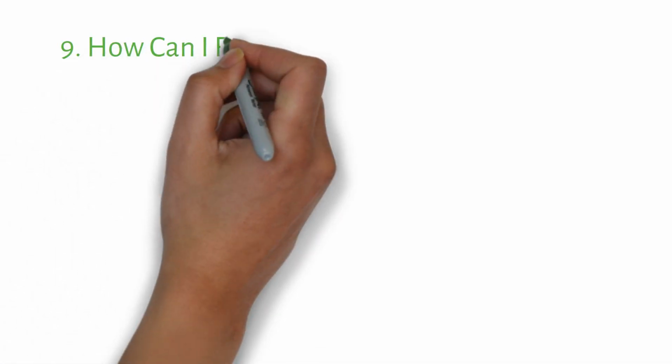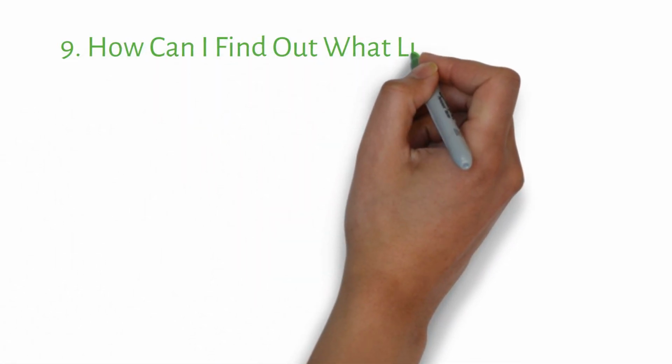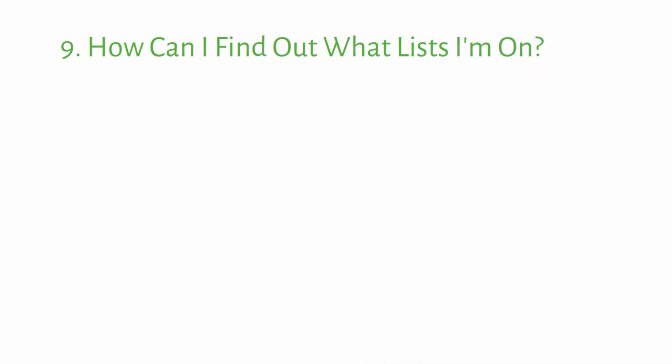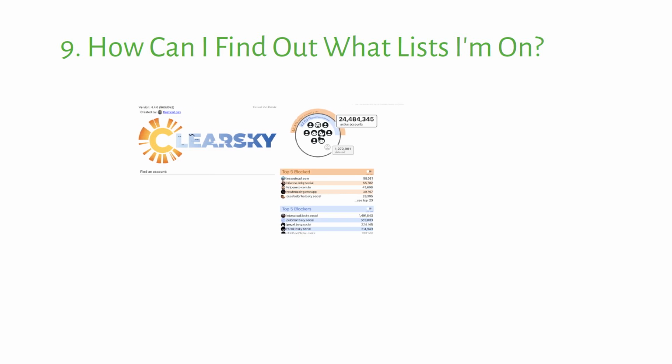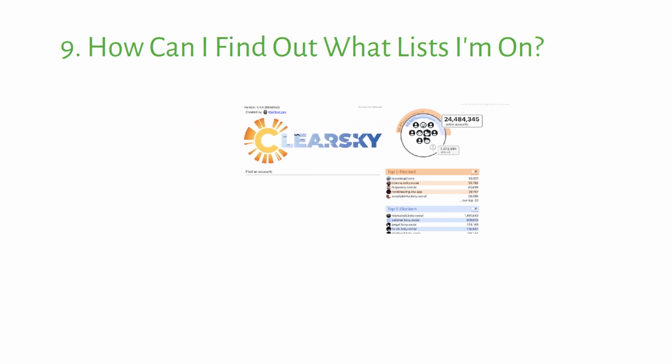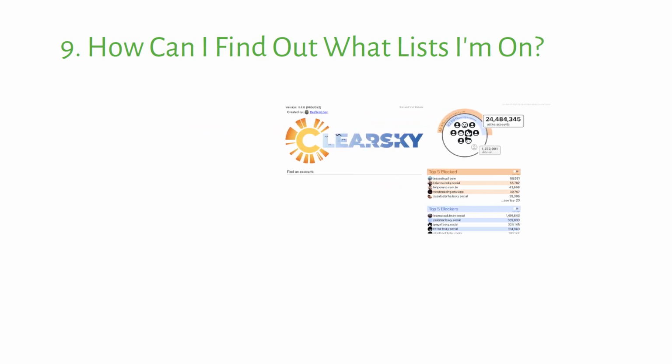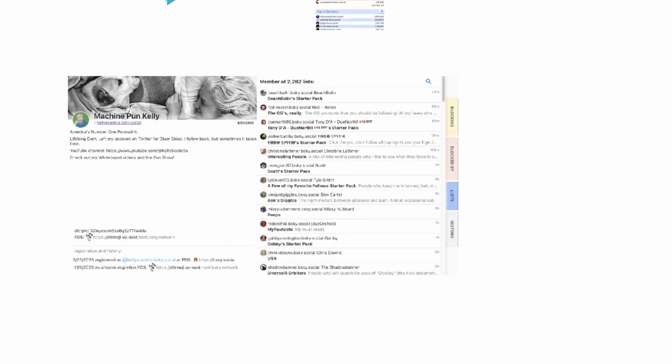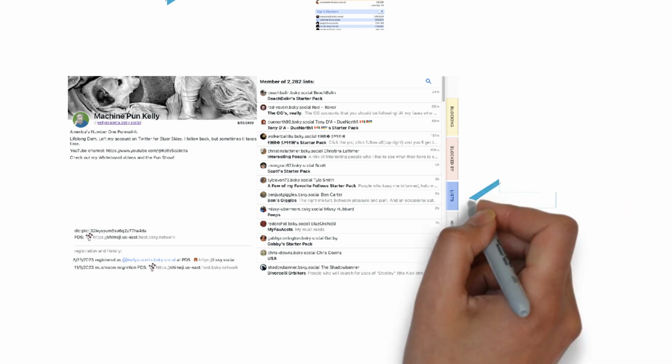How can I find out what lists I'm on? If you've ever wondered if you're in any starter packs or any other lists, you can go to a page called ClearSky, where it says Find an account, click and enter your BlueSky handle. On the right, you will find lists. You will also see your history, who you have blocked, and whoever has blocked you.